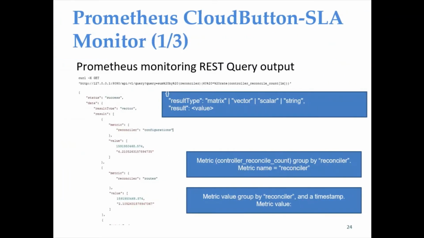This is a query to the Prometheus monitoring using its REST API. As we can see, we have a result that can have different types like metrics, vector, scalar, string, and then it follows the value of the metrics. The metric is made by the value itself and the timestamp in which it is taken. In this example, the metrics are grouped.